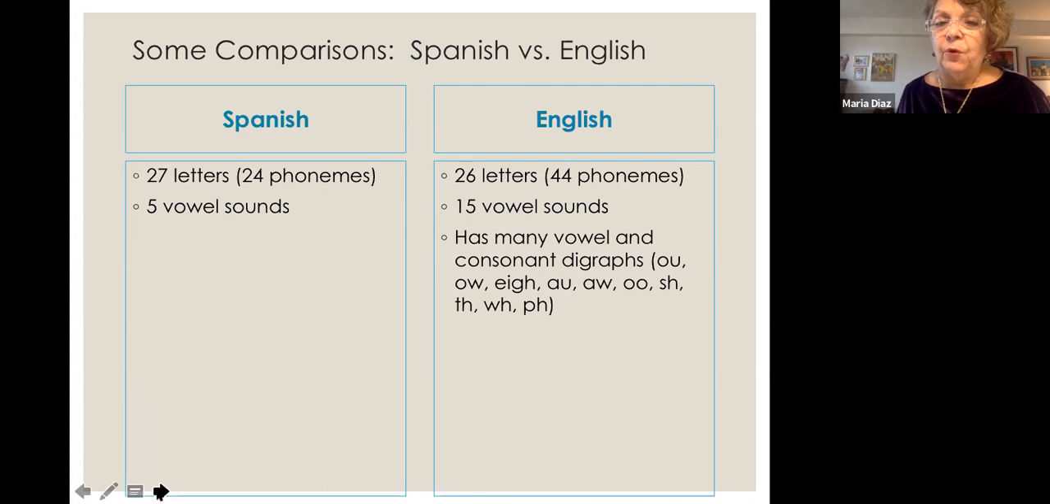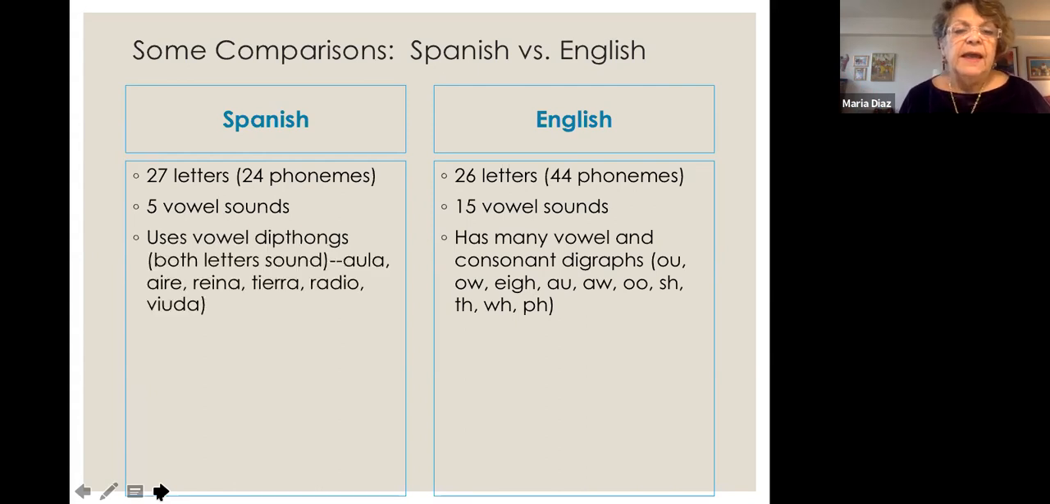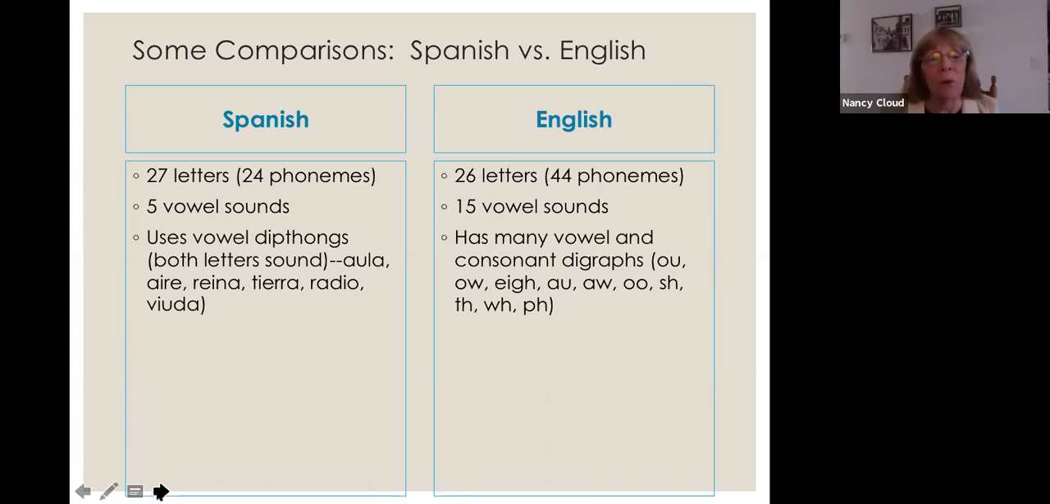English also has many more vowel and consonant digraphs, OU, OW, etc., as you can see from the slide. And in Spanish, both vowel digraphs are used, as in the words aula, AU, aire, AI, reina, tierra, radio, viuda, etc. But one thing to add is they're diphthongs. You do hear both letters sound. One doesn't go away, as in OO in English, where it's just ooh, or ow, as in AW, right? So what's great about Spanish is you always hear the letters.